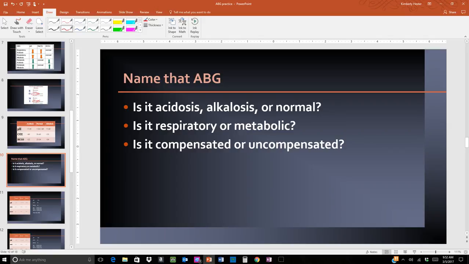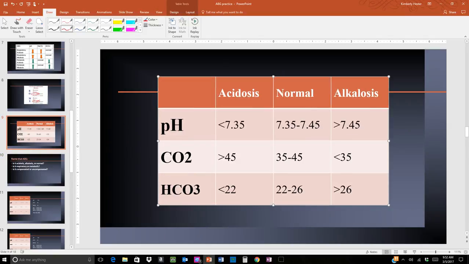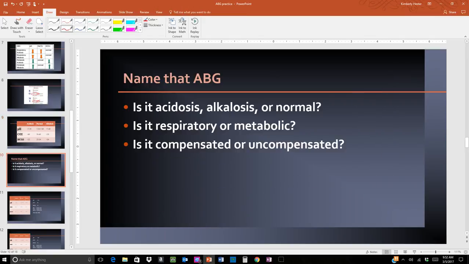So your first question is you look at your pH. Is it acidotic, alkalotic, or normal? Second, you're going to look at your other values and determine, is it respiratory or is it metabolic? And what I mean by that is, is there an abnormal CO2? That's going to be respiratory. If your HCO3 is abnormal, then that's going to be metabolic. And we'll talk a little bit more about compensation and uncompensation here in just a little bit.